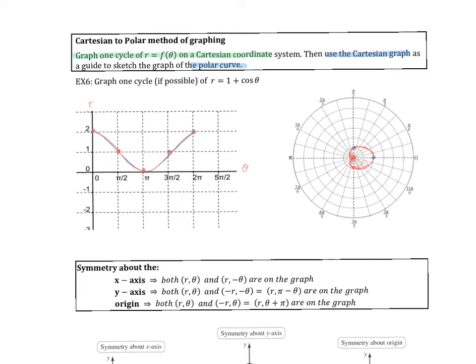That's too much work for me. Oops, sorry, I made a mistake and hit pause. I usually don't like to go from Cartesian to the polar graph. I usually just graph the polar graph.